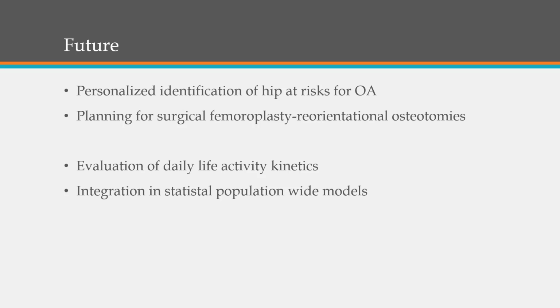We are further looking into the daily life activity kinetics of not only deep squatting but also lunge, stairs, cycling, and so on. And finally, we are slowly but steadily working our way towards statistical population-wide models, enabling us to study more detail and also to have a quick toolbox to go from hopefully shape all the way up to contact stresses in different joints of the body, lower limb so far.